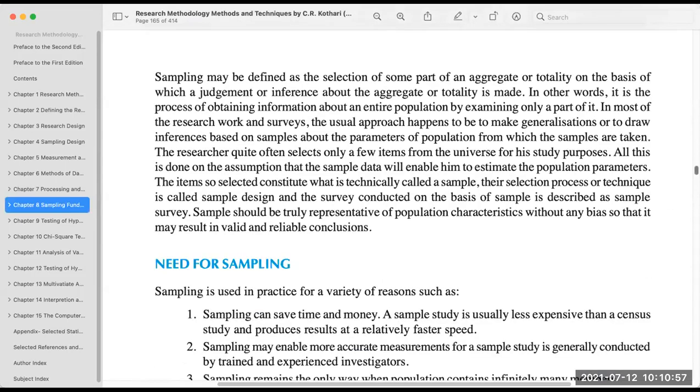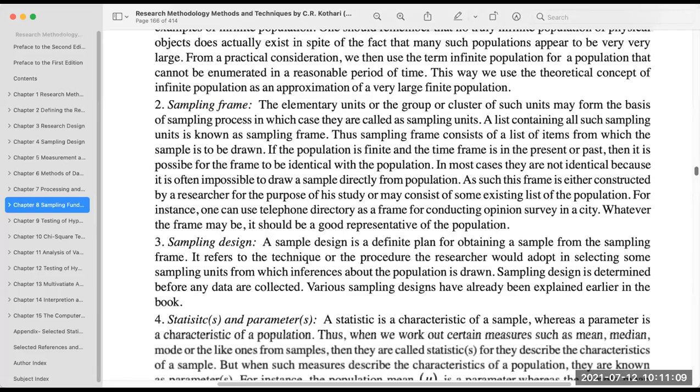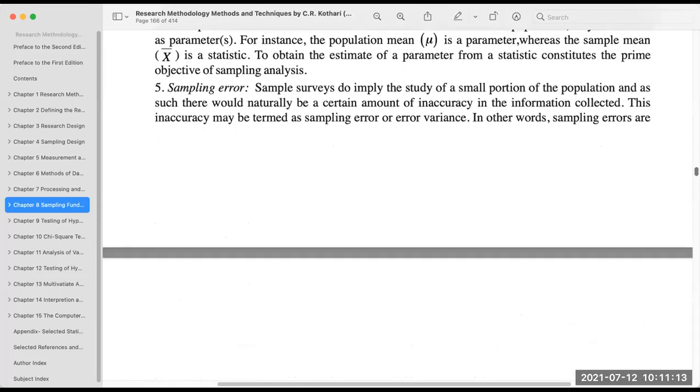Sampling fundamentals. We have already discussed the population, and you know what the population and universe are, which may be finite or infinite. So we're not going to invest much time on this. Sampling design we have already discussed. Sampling error, we know that there will be error in the sampling.